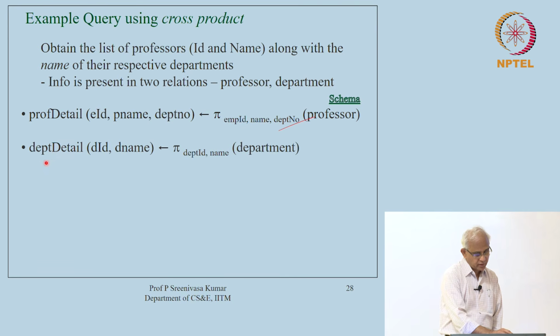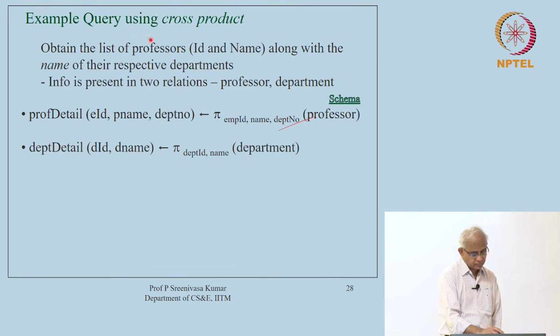In a similar way I am producing a new relation called department detail. Since I am interested in the name of the departments, I am projecting department ID and name from the department relation and renaming them as DID and DName. So, the name is getting renamed as DName here. The names of these attributes are important, so remember that.